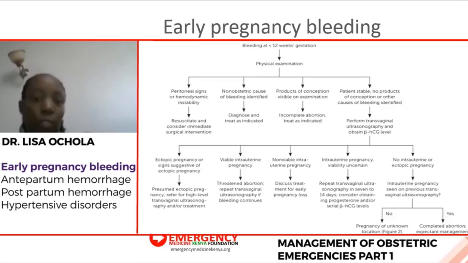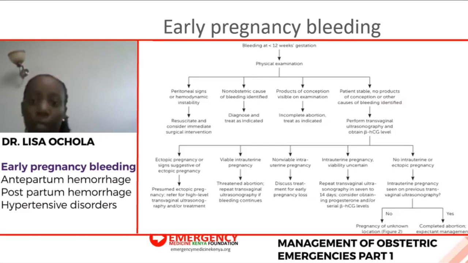If you see products of conception during your examination, that is very likely an incomplete miscarriage. And in most cases, when you do your speculum examination and you're seeing products of conception coming out, it's your duty as a healthcare worker to remove what you can see, not what you can't see, but to remove what you can see. And in many cases, that really helps in terms of achieving hemostasis as you've done your resuscitation.